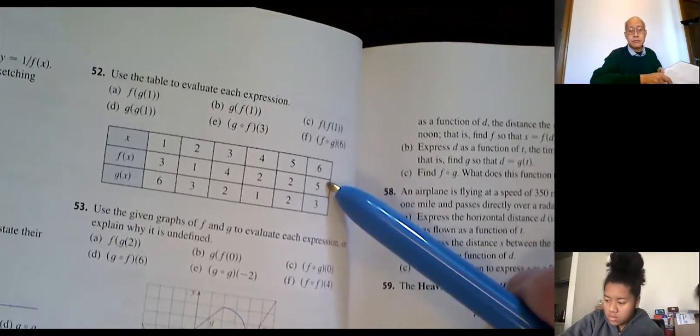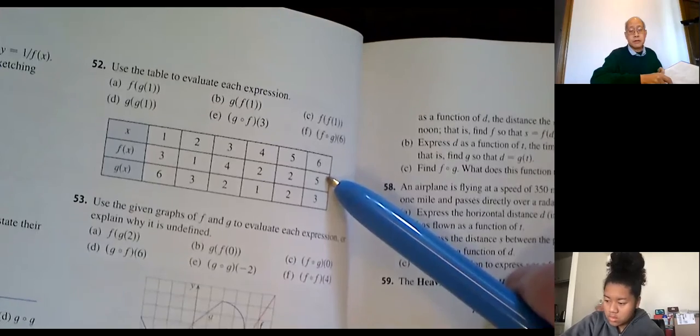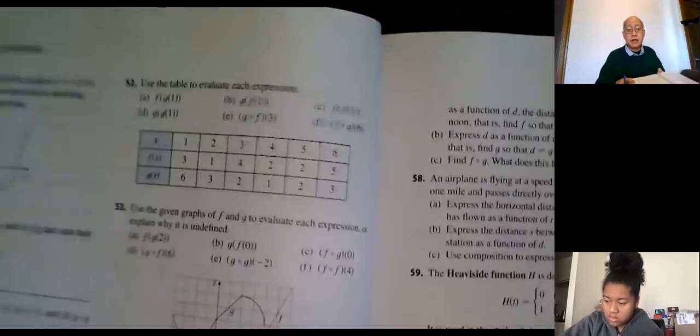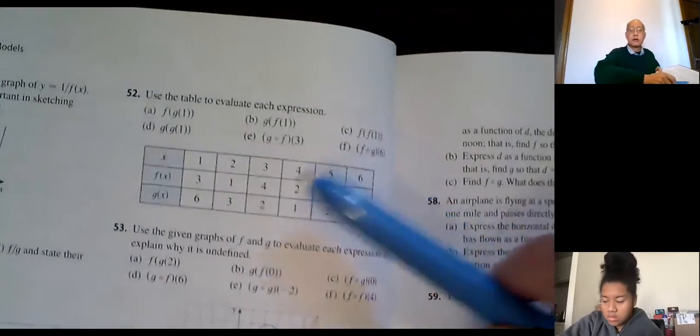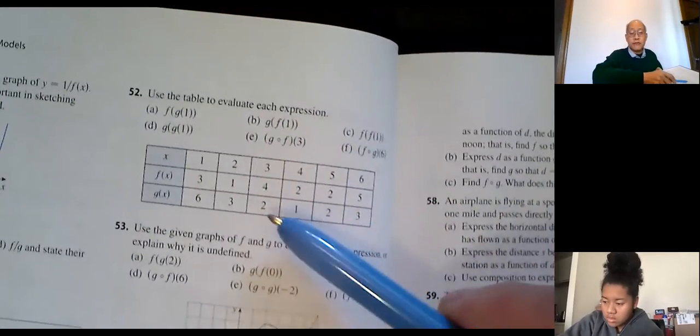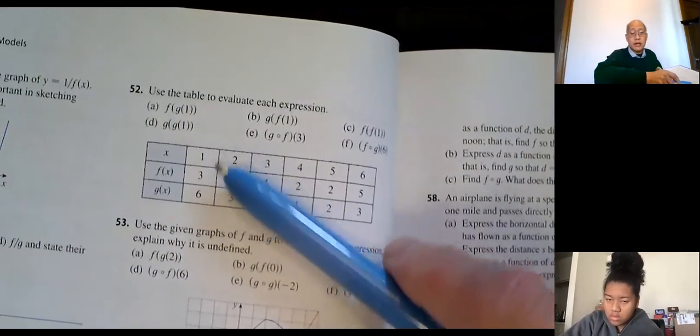So you do the inside first. B, g of f of 1. So you do the inside f of 1 first. F of 1 is 3.